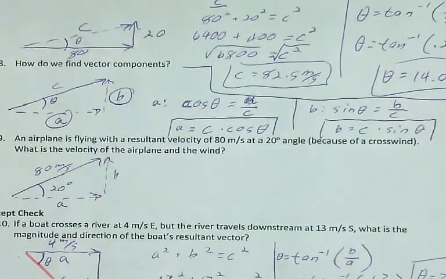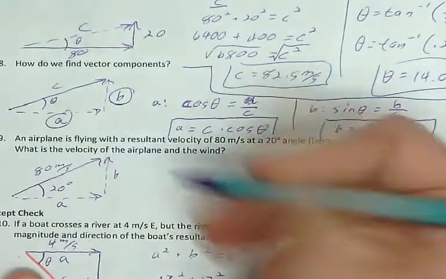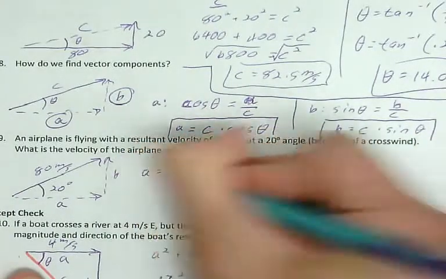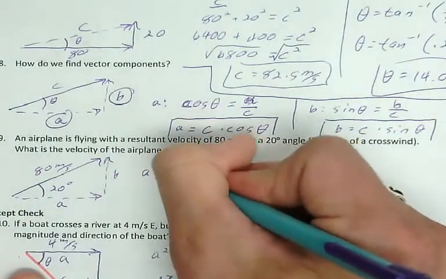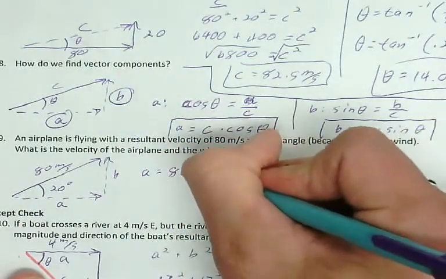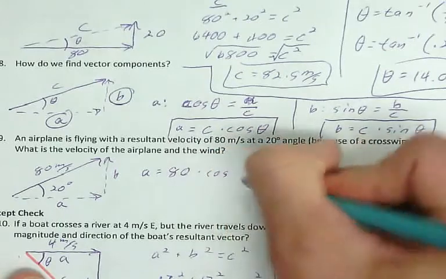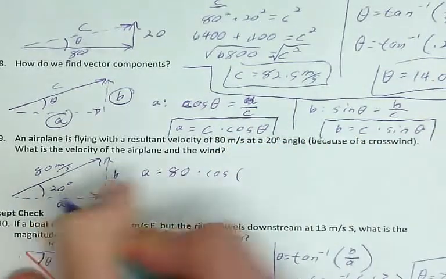So to find A, we're going to use cosine. So A equals C, which is the resultant vector, so 80, times the cosine of theta. Theta is 20.